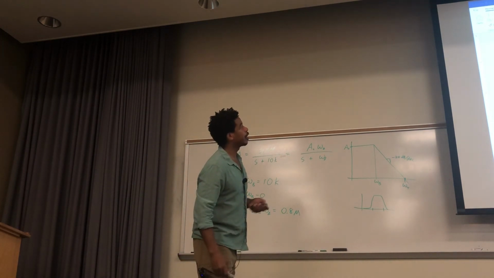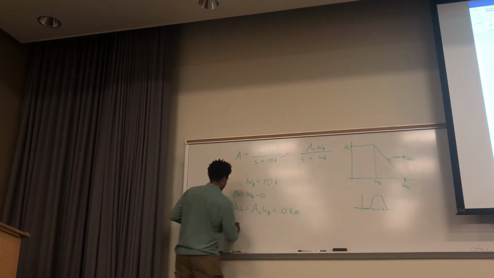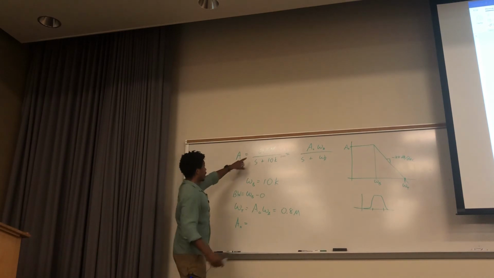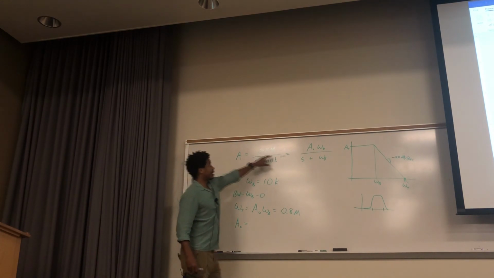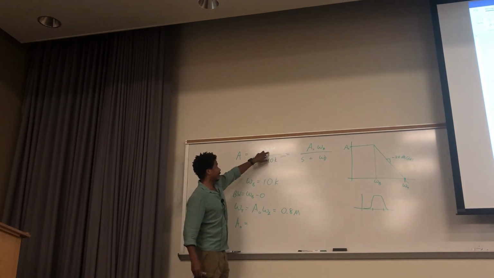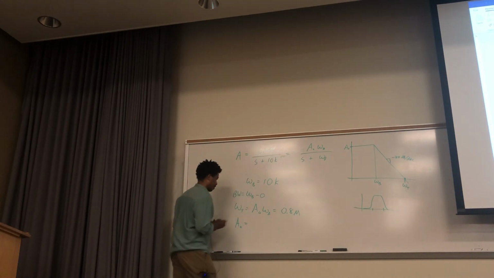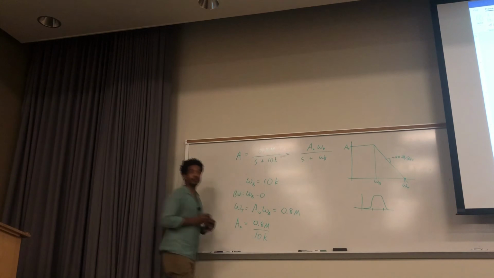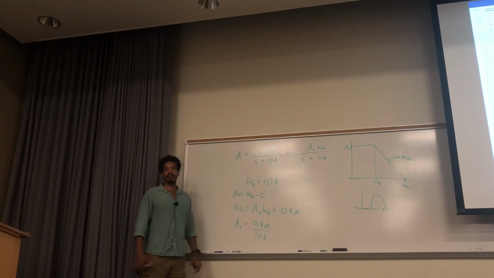Is that it? Oh, maximum amplitude. So what's the maximum amplitude here? Yeah, so in that case, our A omega B is this whole thing right here. So A is going to be this divided by our 10K. And you can leave it like that.